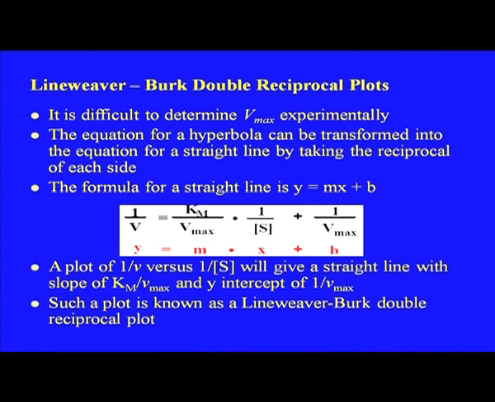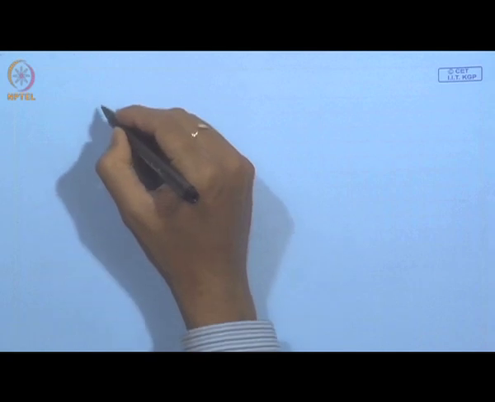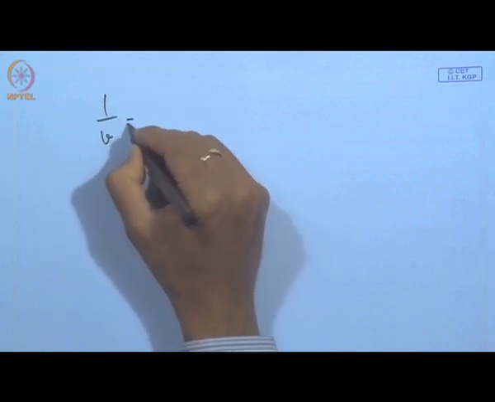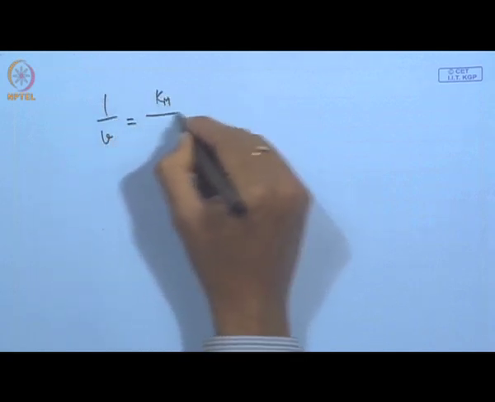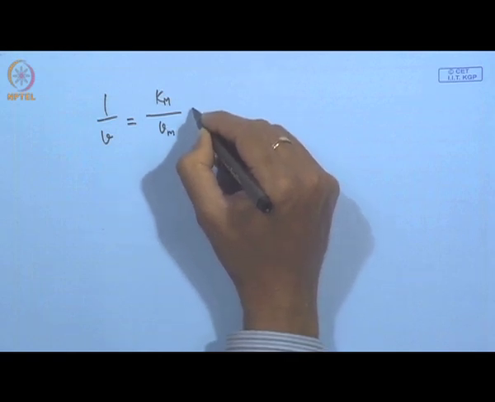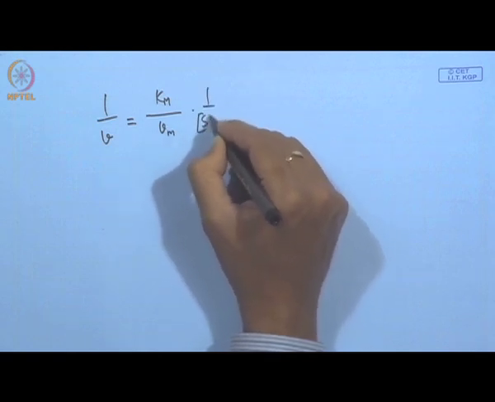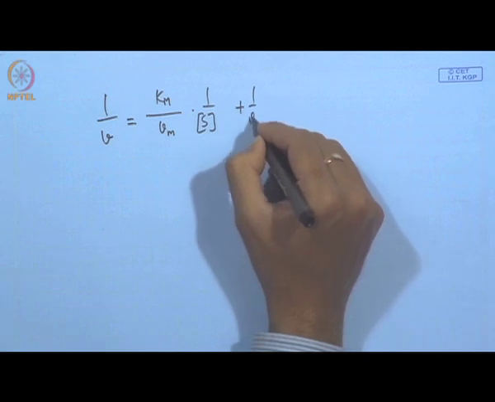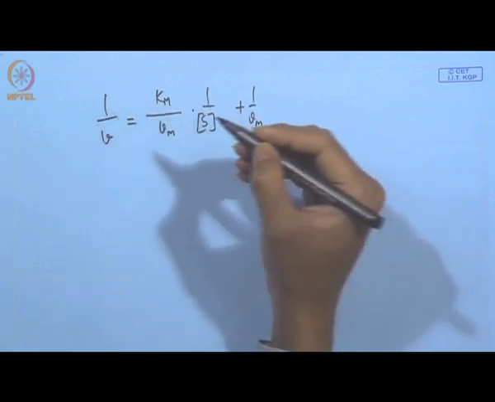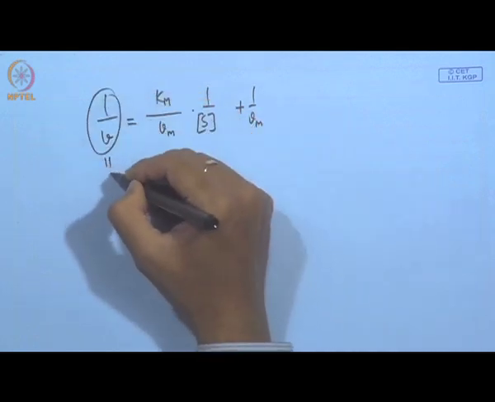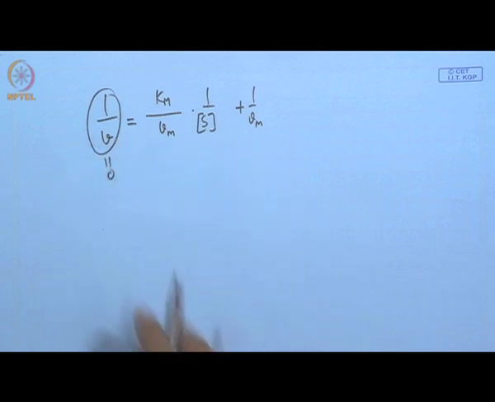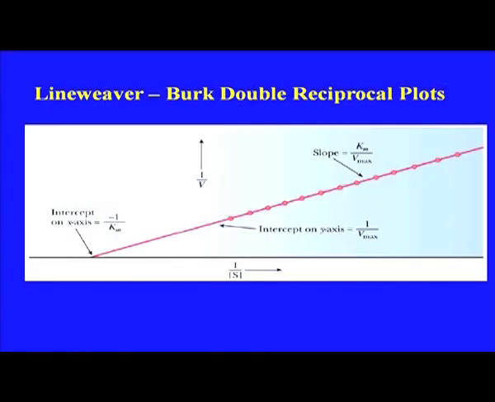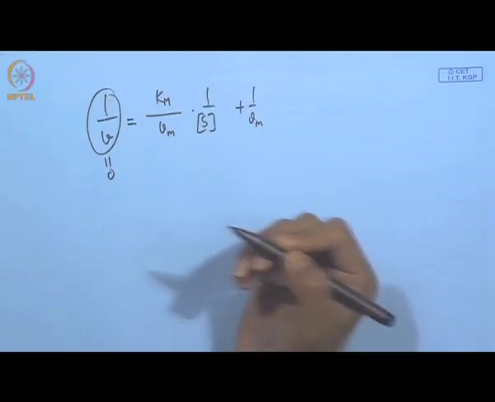Okay. Let us try that. So, we have got 1 by V is equal to Km by Vmax into 1 by S plus 1 by Vmax. So, now put this to be equal to 0. Why this to be equal to 0? Because we want to extrapolate further, so that this line touches your x axis, and under that condition y value is 0. So, that is why we are putting this to be equal to 0.